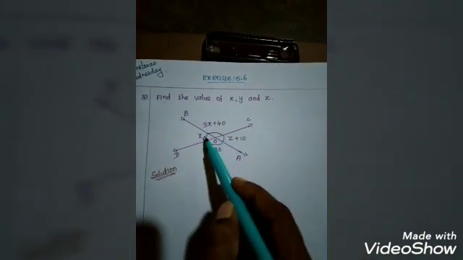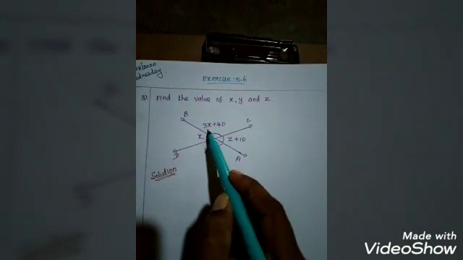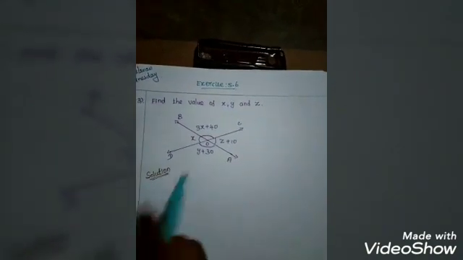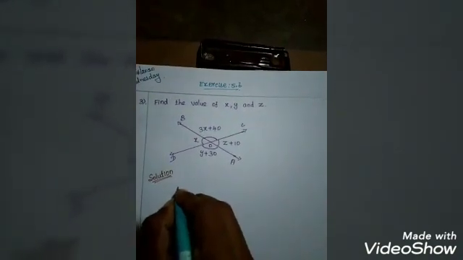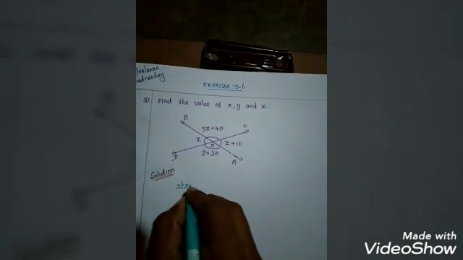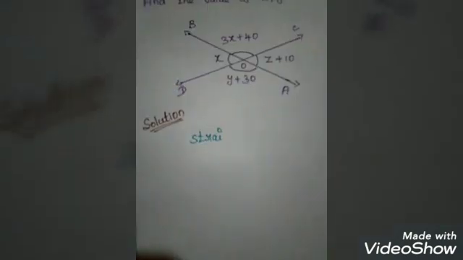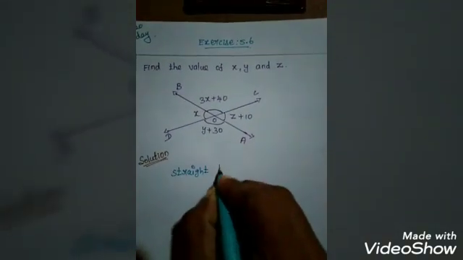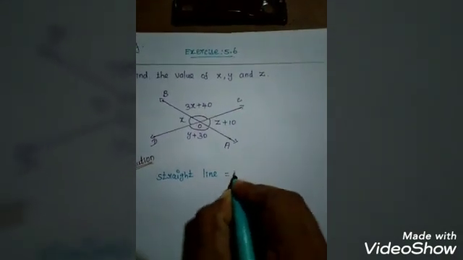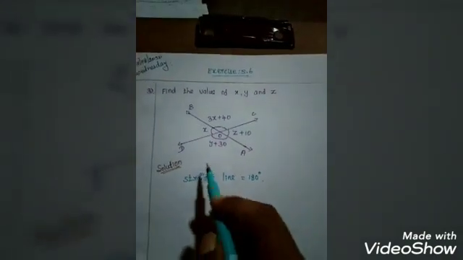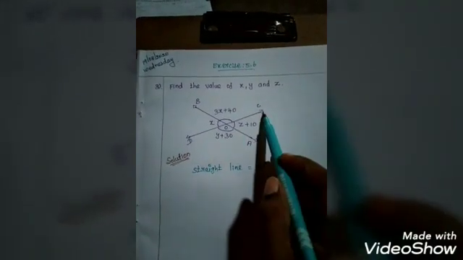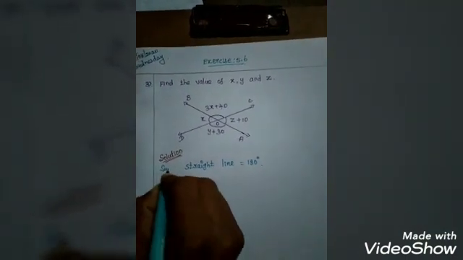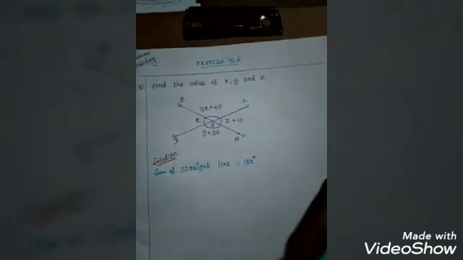So on this straight line, this angle is x and this angle is 3x plus 40. So this is a straight line. Already we know a straight line is how many degrees? Very good, 180 degrees. Here D and C, this is a straight line. The sum of angles on a straight line is 180 degrees.